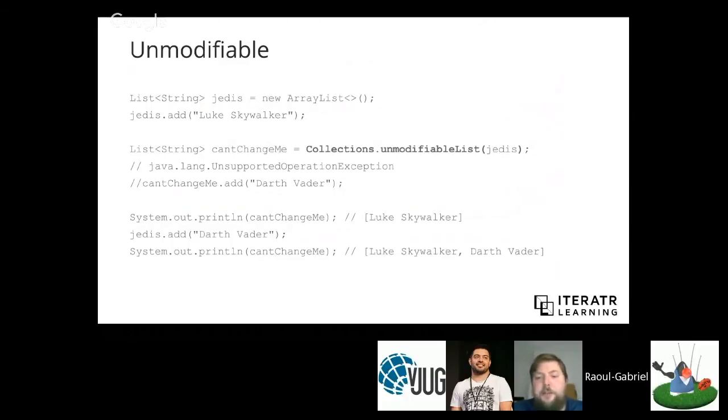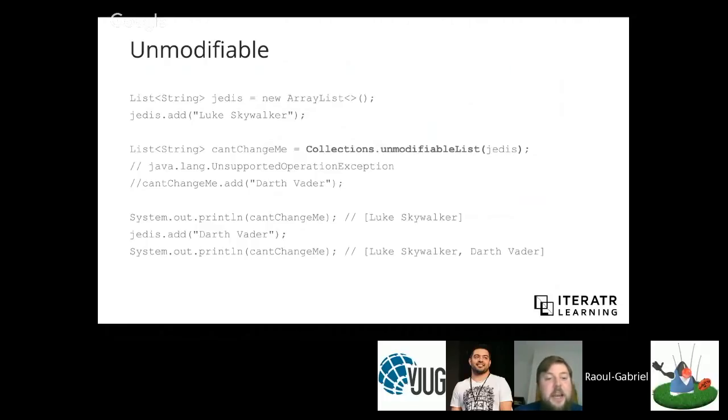The unmodifiable view, as I say, is a way of restricting the mutation around a single type of collection. So here we've got a list of Jedis containing Luke Skywalker, and we wrap our unmodifiable list wrapper around this list of Jedis, which we call can't change me. So if you try to add Darth Vader into this list of can't change me's, that would fail with an unsupported operation exception. So you couldn't modify those things. So these are actually really useful.